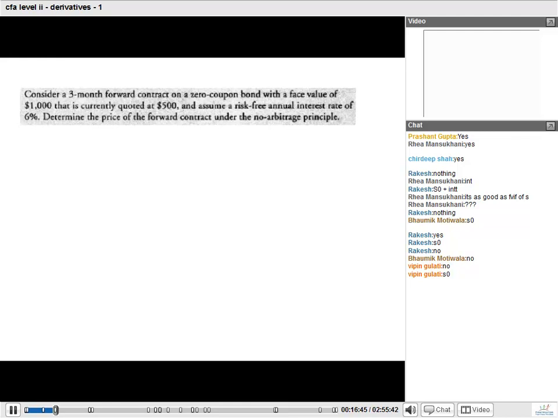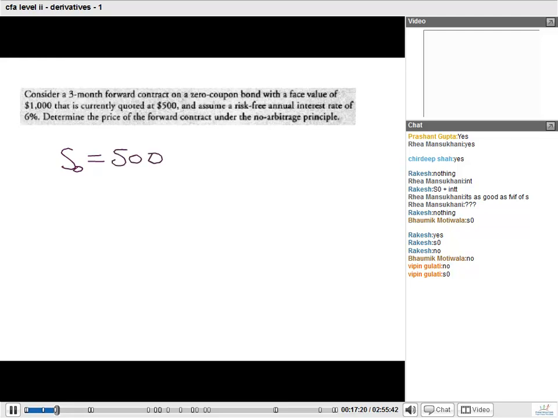Consider a 3-month forward contract on a zero coupon bond with a face value of $1,000 that is currently quoted at 500, and assume a risk-free annual interest rate of 6%. Determine the price of the forward contract under the no arbitrage principle. So this is currently quoted at 500. So what is S0? It may be a bond, it may be a stock, it may be a commodity. You can value it in exactly the same way that we just did.